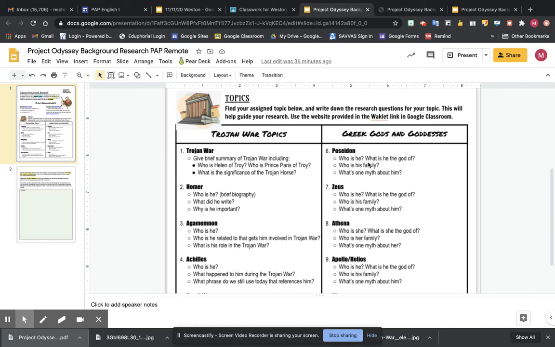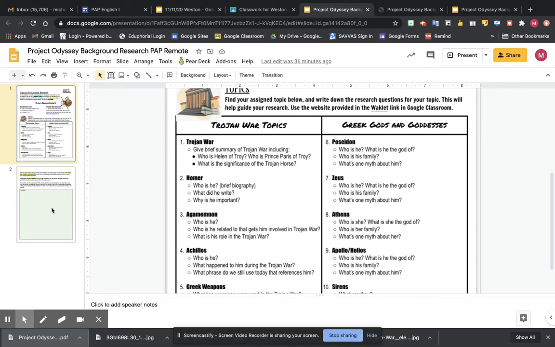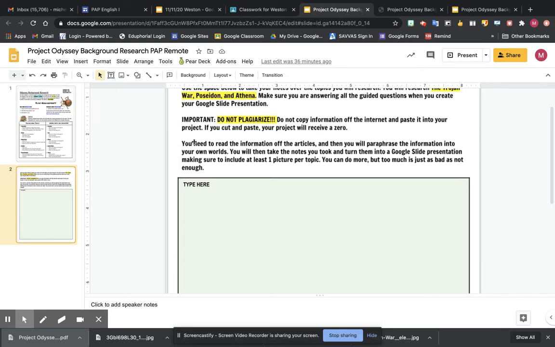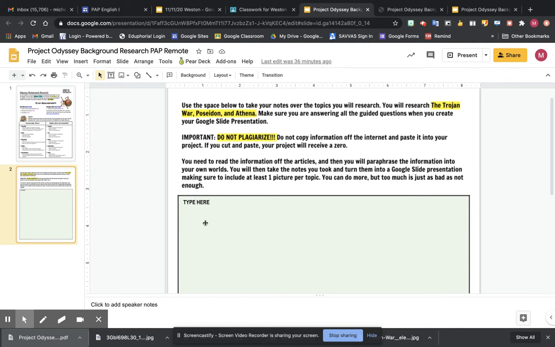You'll also look at Poseidon and who he is, what he is the god of, who his family is, and one myth about him. So you'll just summarize a myth and put it into a slide. All right, and I'll show you what that looks like. So over here is where today you're taking notes. As you research information, start typing your notes like you would put them into your Google Slide.